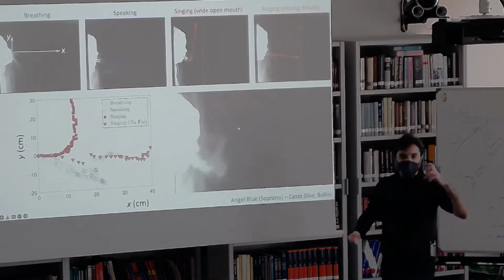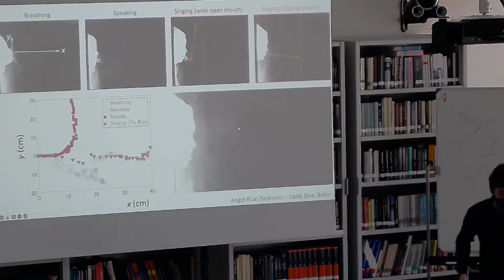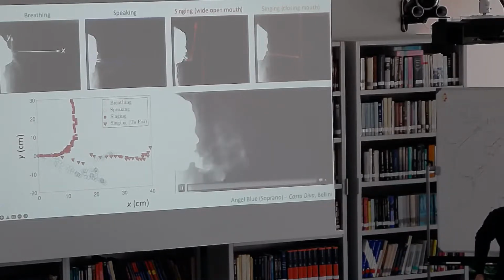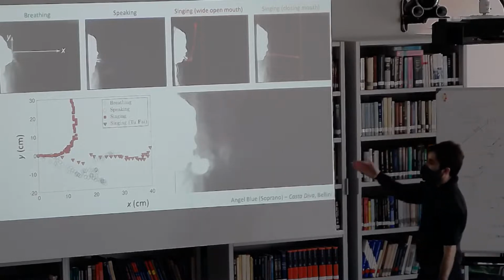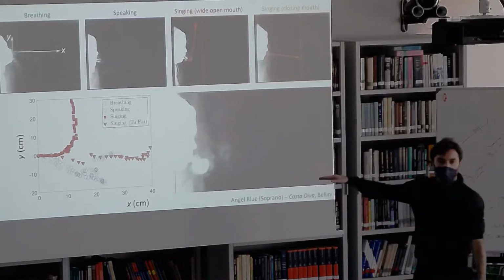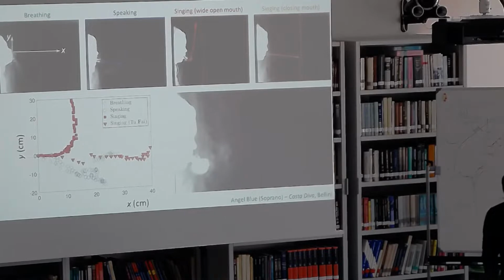So the time she's closing her mouth to say the fricative sound F, a very rapid puff of air is coming out, and so if you track that jet, you have once again a very straight trajectory, which means inertia only matters there.